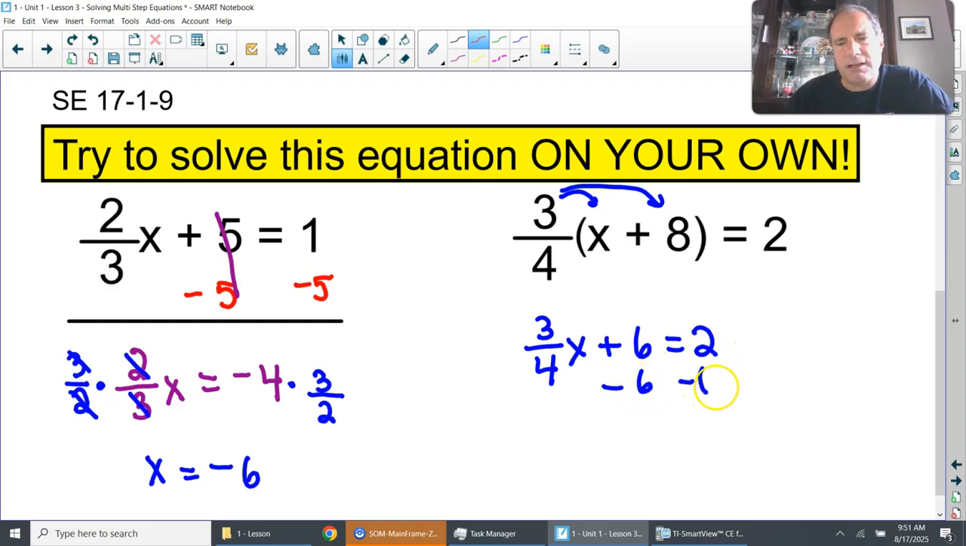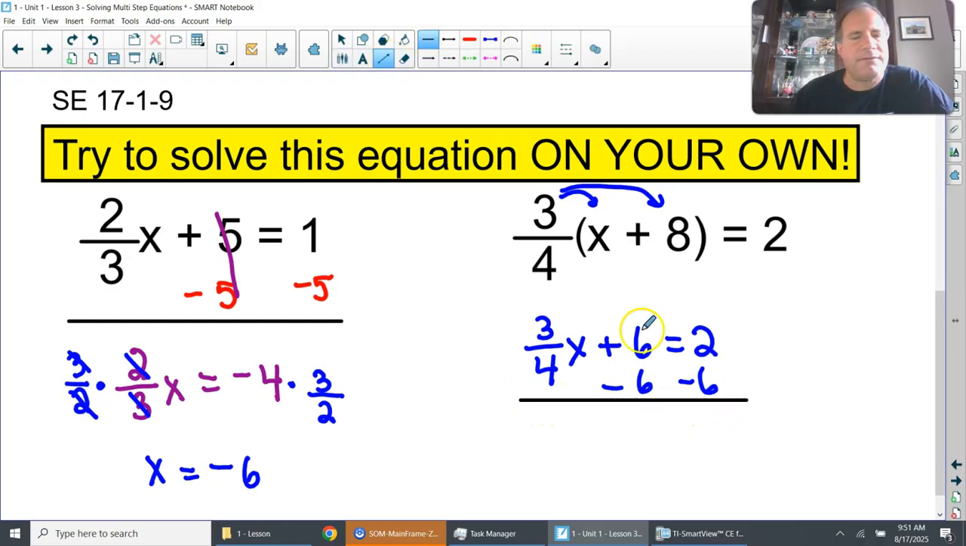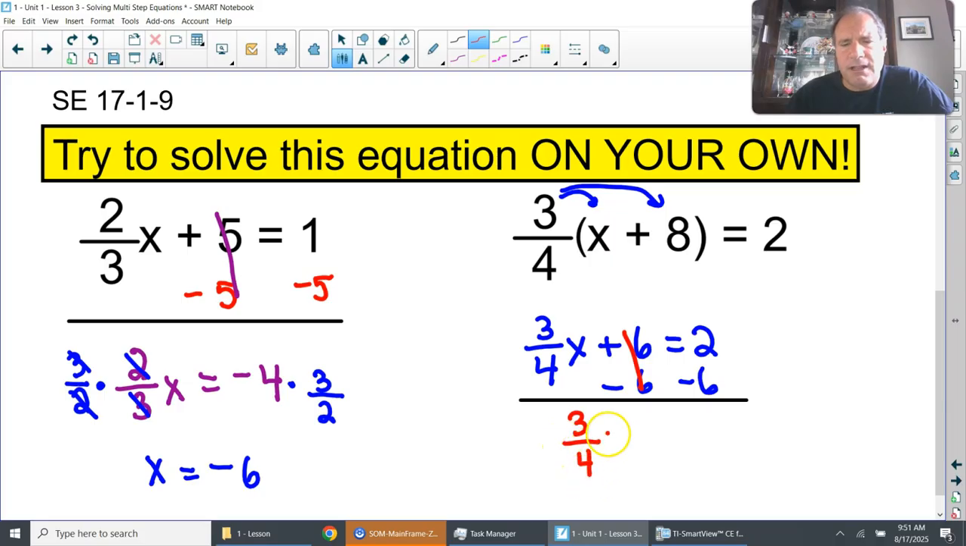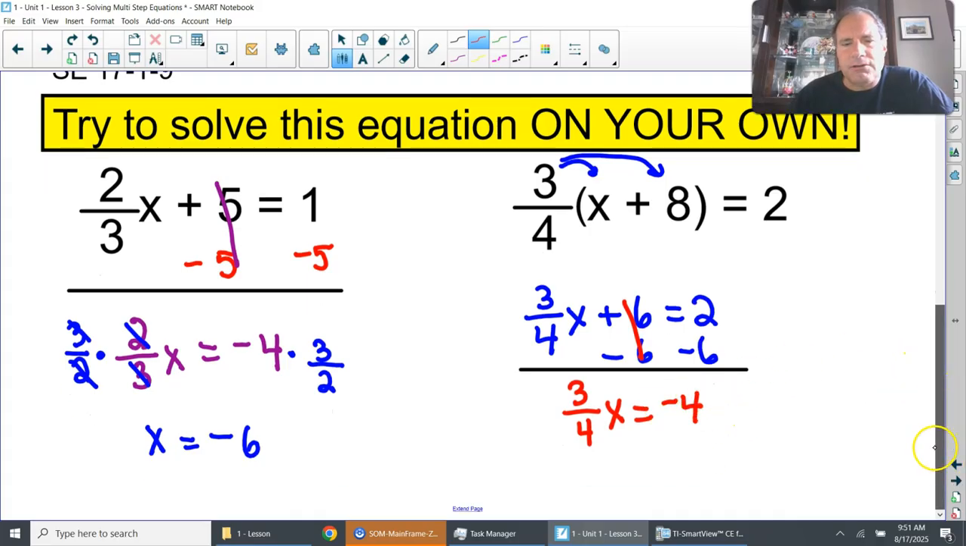You subtract 6 on both sides. Anything that you have a question about, even like 2 minus 6 on the other side, just go ahead and put it in the calculator. You have 3/4x equals -4. And when you are faced with a fraction and you want to divide, don't do it. Just go ahead and multiply by the reciprocal, and it becomes a lot easier.